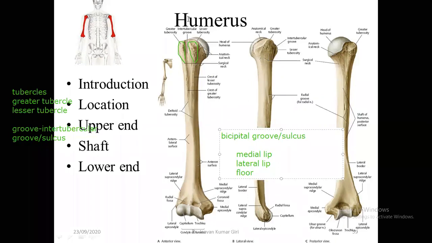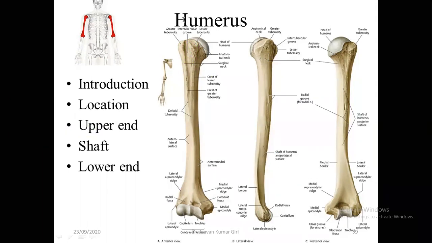Now see here, I'll draw here. Can you see this margin here? Let me draw it. This is one margin of the groove. The next margin is somewhere here. So this is the floor. Now see, this is the lateral lip and this is the medial lip.